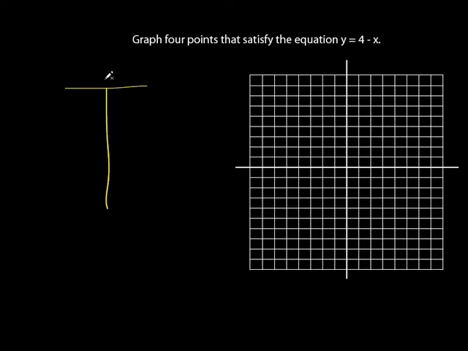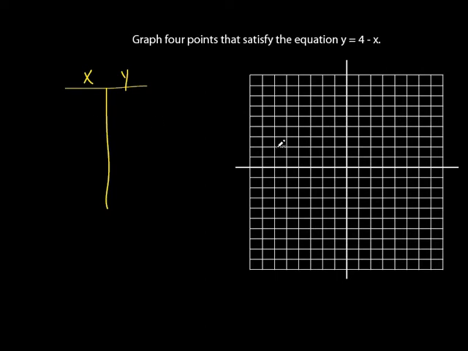Little XY chart. That's a little squiggly, but that's okay. Put an X and a Y here. So what we're going to do is figure out what points work for this. We are going to pick some values for X and then figure out what the Y is going to be. I can just pick any points that I want to.